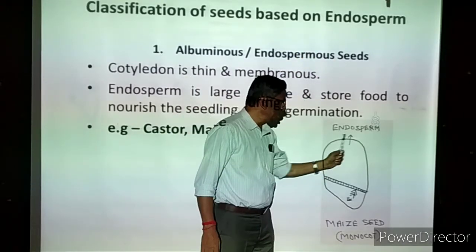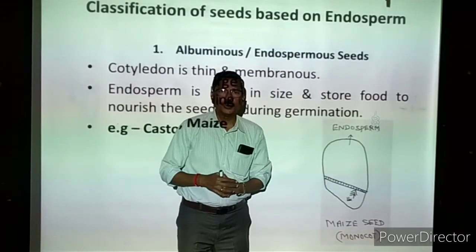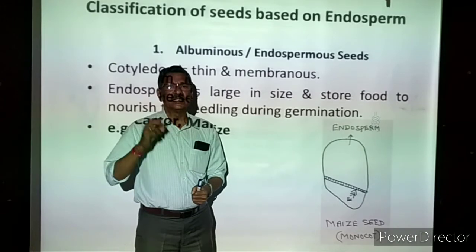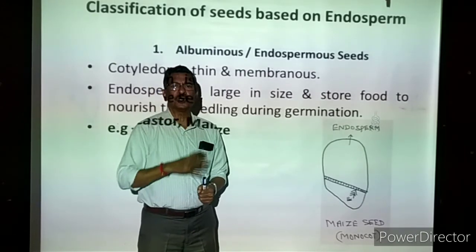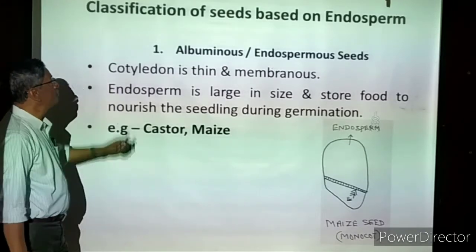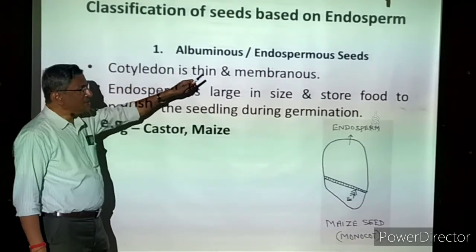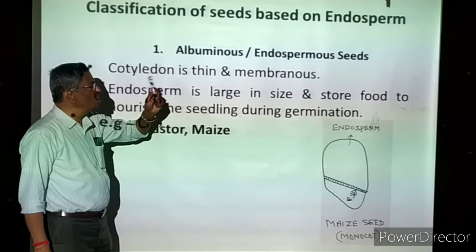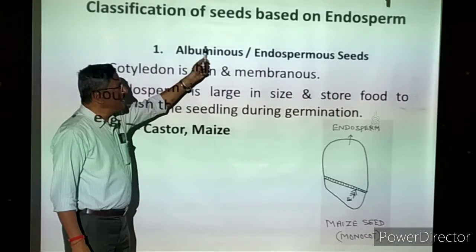Just now I told endosperm is a storing food. Presence of endosperm is a characteristic feature of monocot seed. Dicot seeds will never have any endosperm. So based on that, we are classifying the seeds into two groups. One is albuminous.